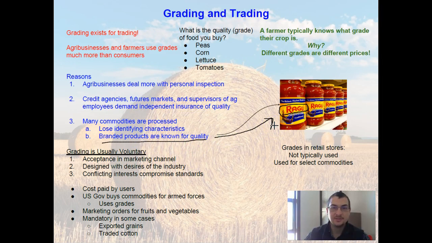and the agribusinesses are going to be looking at these grades and looking at the quality to where they can ensure that the products they produce are of the highest quality.